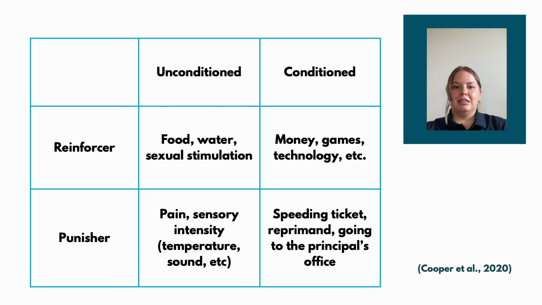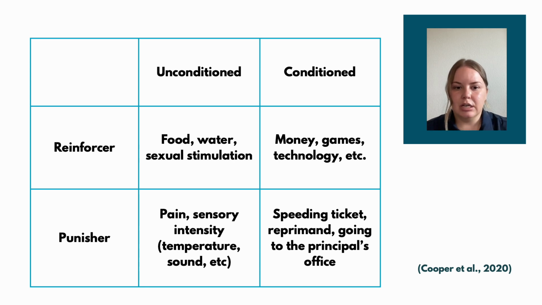Then we have different types of reinforcers and punishers. So we have an unconditioned reinforcer, a conditioned reinforcer, unconditioned punisher, and conditioned punisher. And unconditioned reinforcers are things that, again, they're going to increase the future occurrence of behavior. So those could be food, water, sexual stimulation, those things that we're born with. So food is innately reinforcing immediately when we're born. A conditioned reinforcer could be things like money, video games, technology, things that we've learned over time that are reinforcing, that are going to increase our behavior in the future.